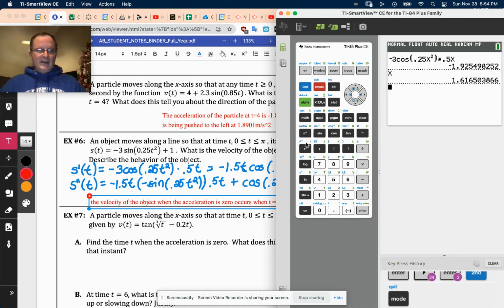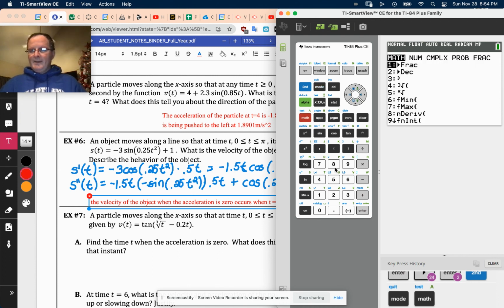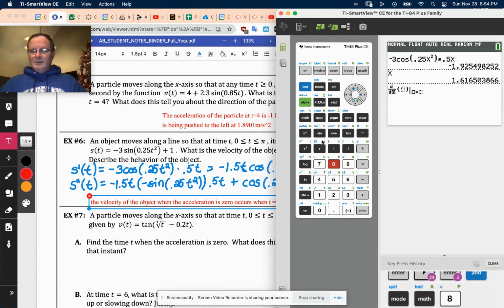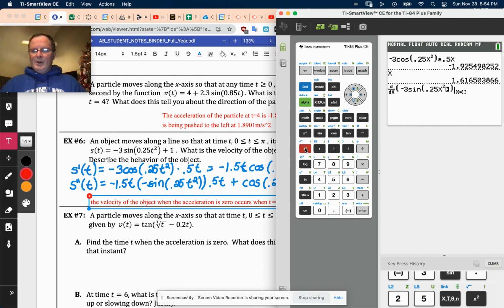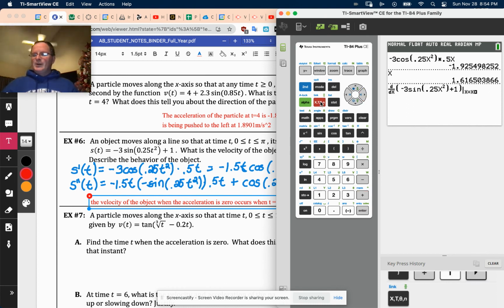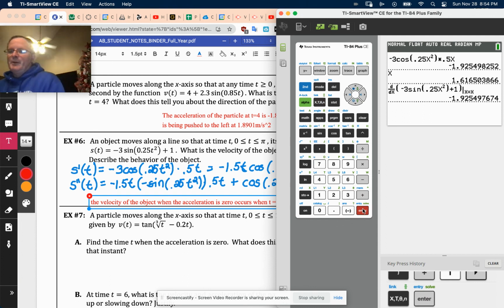Or let's just try this. Let's go math 8. All right, and x, and then negative 3. I'm going to use the original equation. Sine 0.25 x squared. The plus 1 doesn't matter, but I'm going to go ahead and put it plus 1. And then I'm going to tell it to substitute in the x value that's currently stored in the calculator. All right, and there we are. Look at that. Within rounding and stuff, that is a really good job. They're not different until right there. That's pretty darn good.